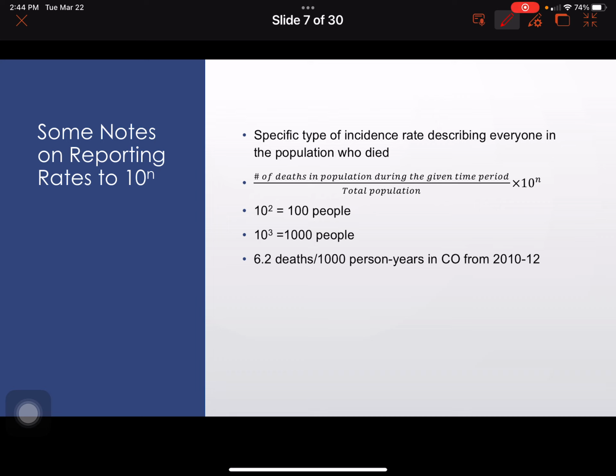Here are some quick notes on scientific notation because many rates are asked to be reported as 10 to the n. This example shows the formula for crude death rate. It's being reported to 10 to the power of 3. So you would say in your answer 6.2 deaths per 1,000 person years, for example.